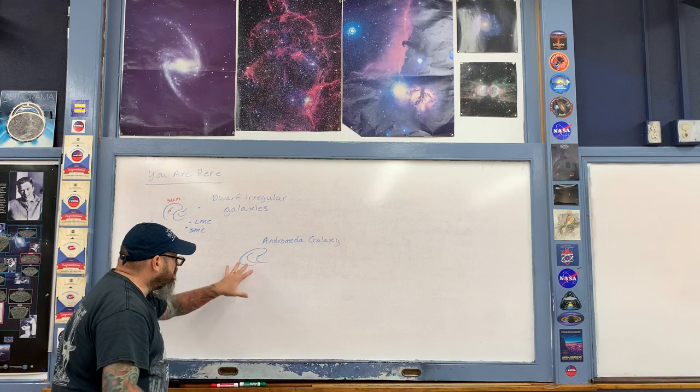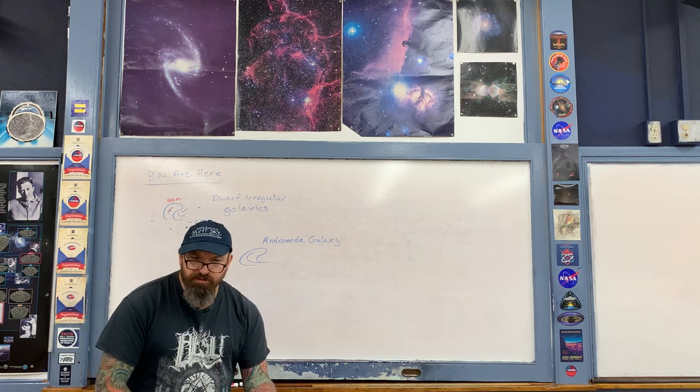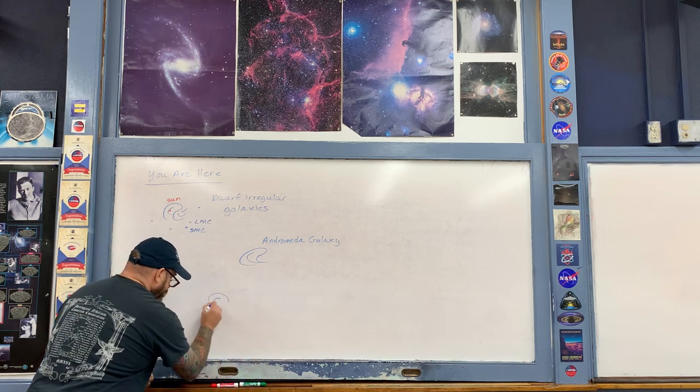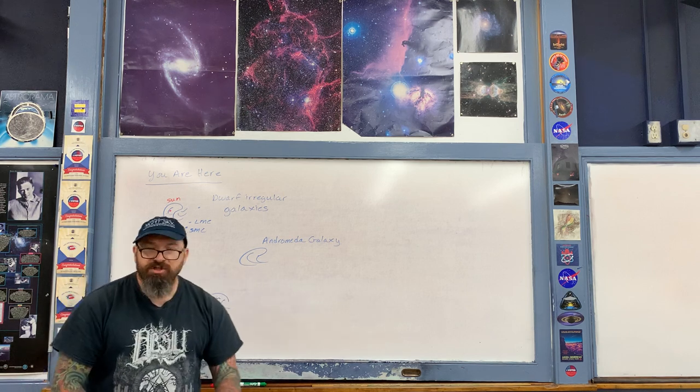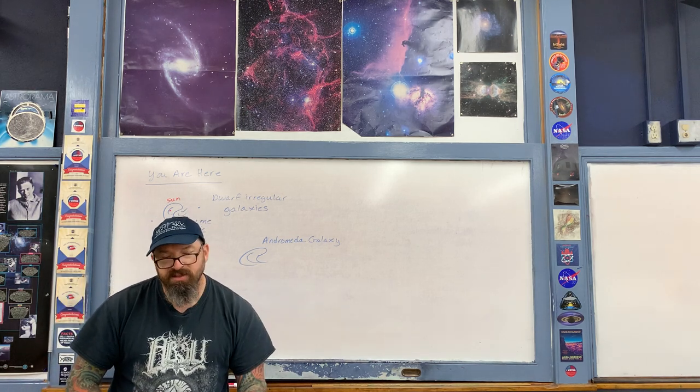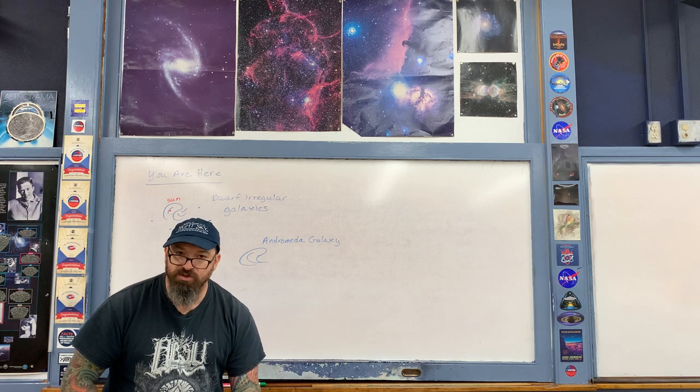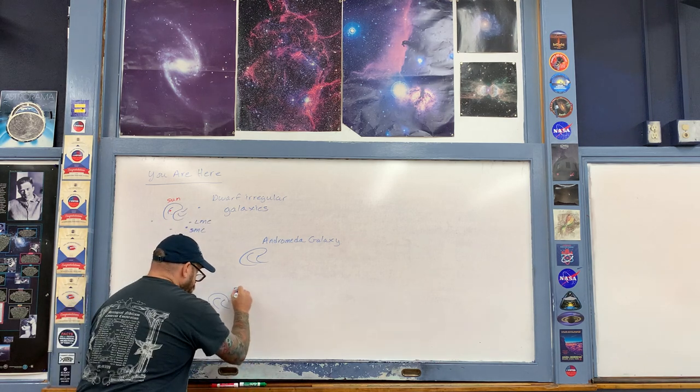Okay, now relatively close to Andromeda, but a little bit further away from us, like so, is another smaller spiral galaxy. It's about half the size of the Milky Way. It's about half the size of Andromeda, and this is referred to as Triangulum.